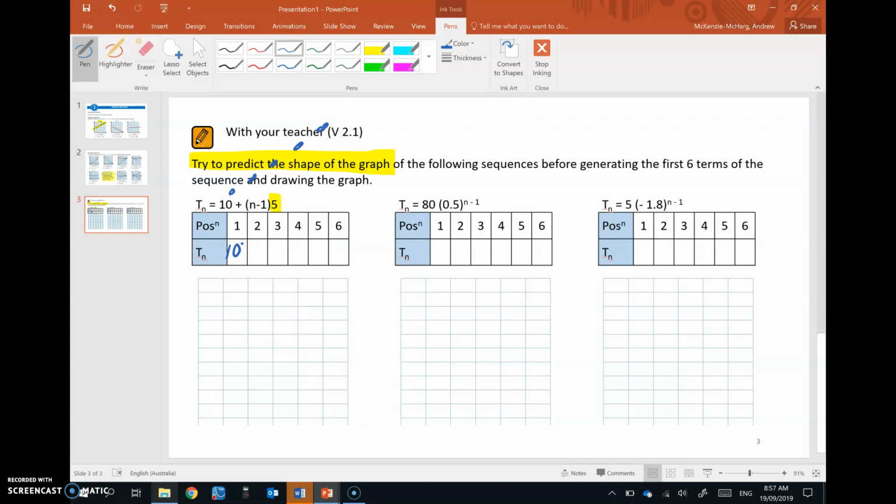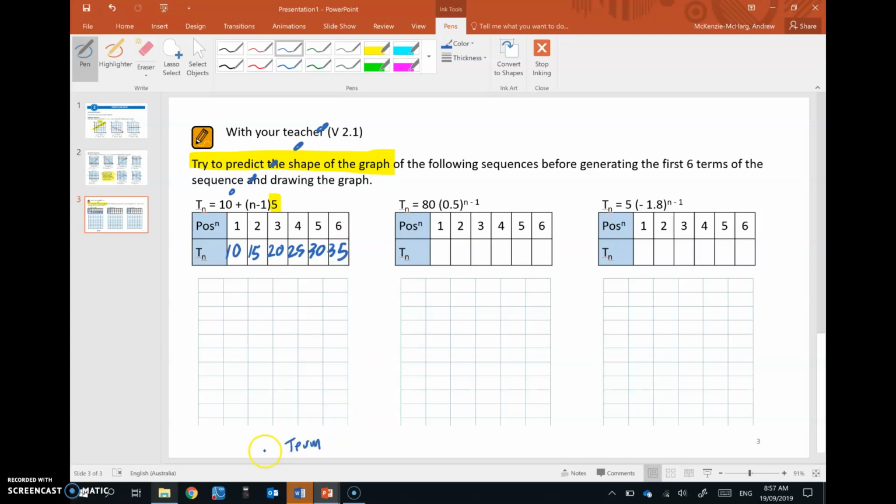You might want to pause the video and work out the rest of these, and then I'll have a go at them very quickly. Okay, so we're getting 15. We're going to go up in 5s here: 25, 30, and 35.